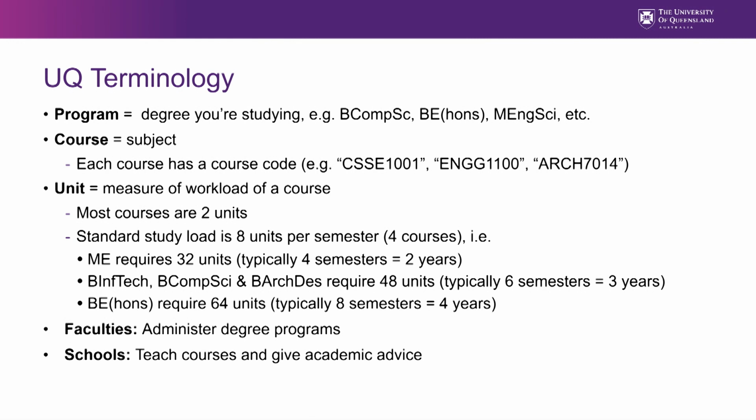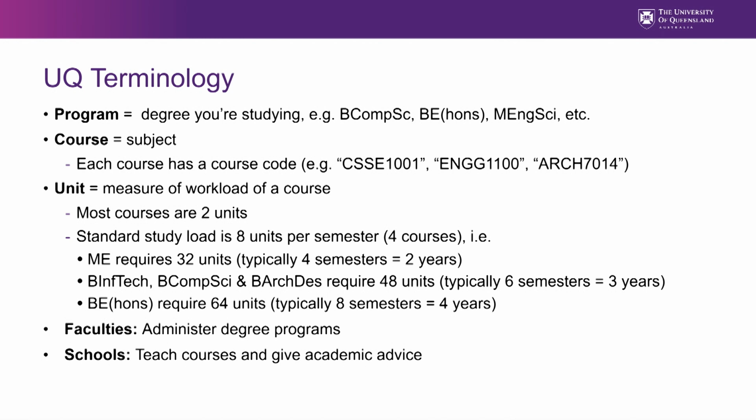Each program or degree has a different number of unit requirements to complete. So for the Master of Engineering, it's a 32 unit Masters, so it requires 32 units to complete, and at 8 units per semester, it typically takes 4 semesters or 2 years.